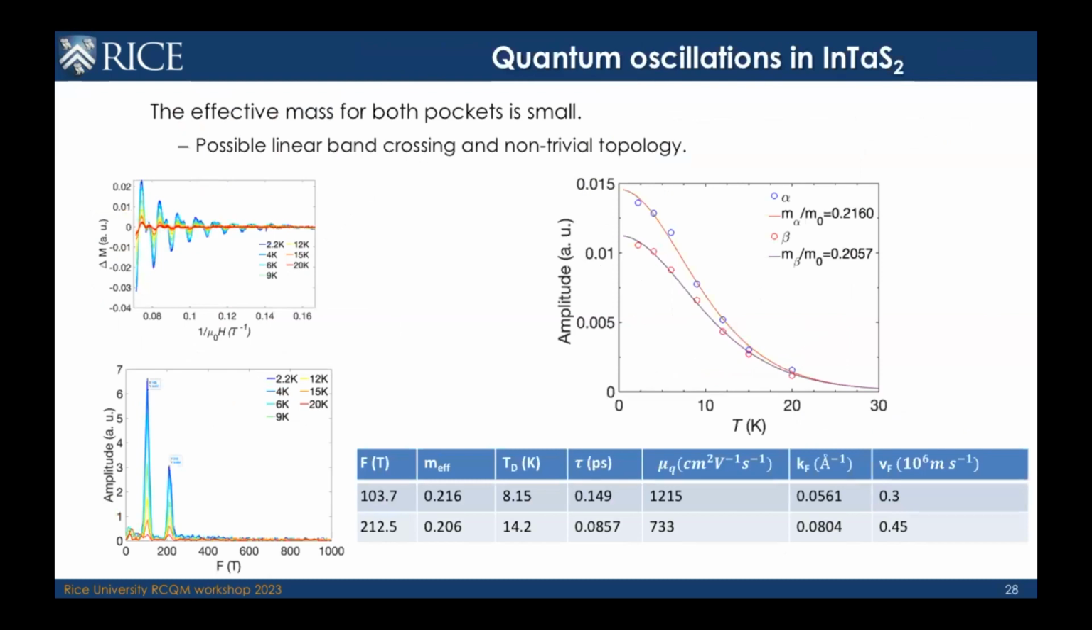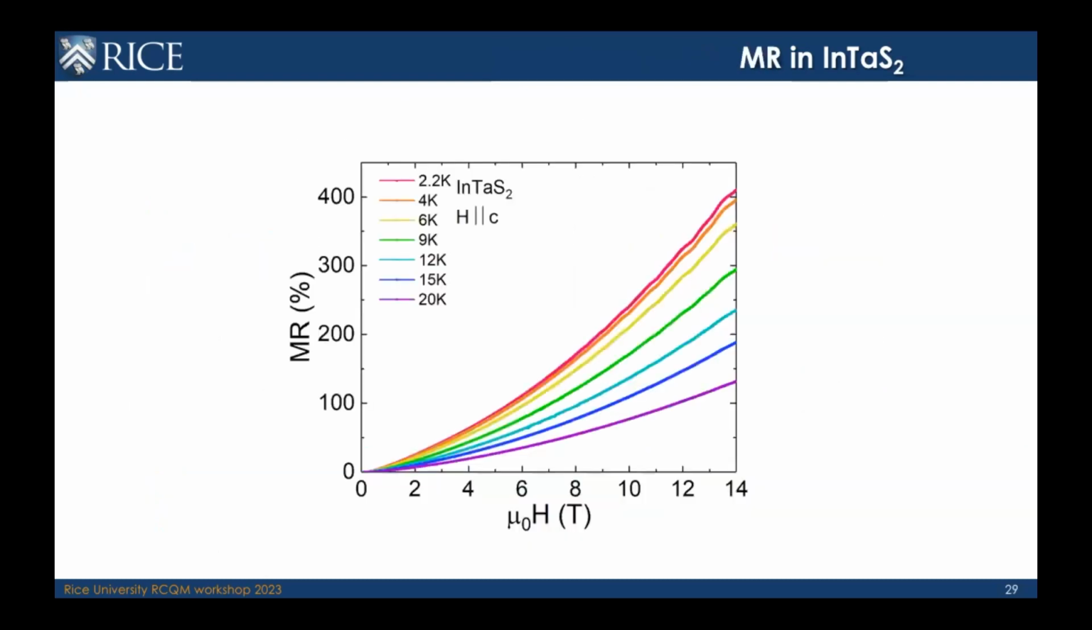minute phase. And then here's the first measurement we did, which is the de Haas-van Alphen measurements. And you notice that the de Haas-van Alphen measurements show strong quantum oscillations that then reveal two pockets, as shown here in the amplitude as a function of frequency. And the analysis of the amplitude dependence as a function of temperature gives us small effective masses for both those pockets, suggesting possible linear crossing and topological fermions in this compound.